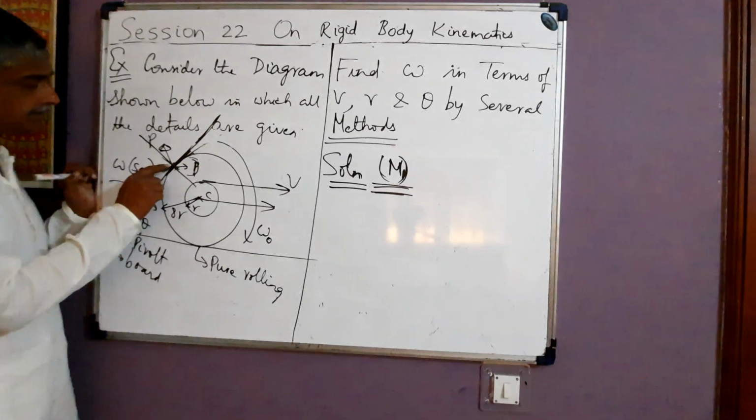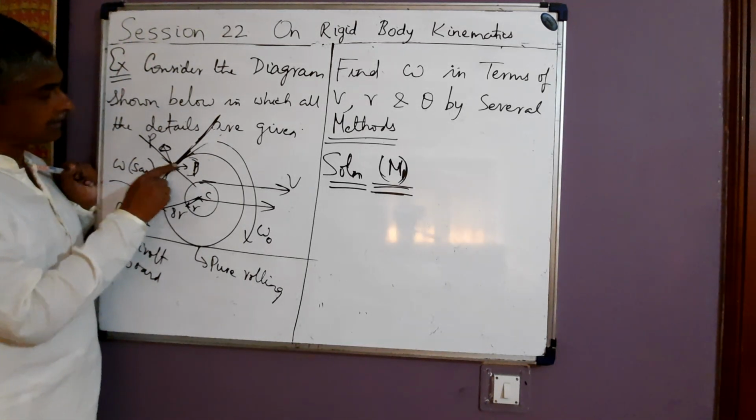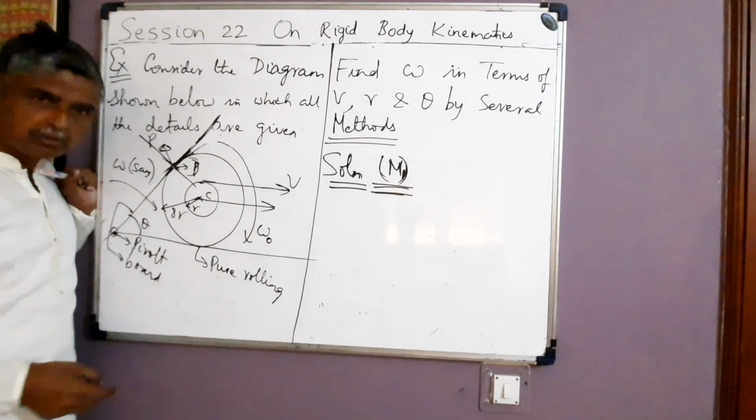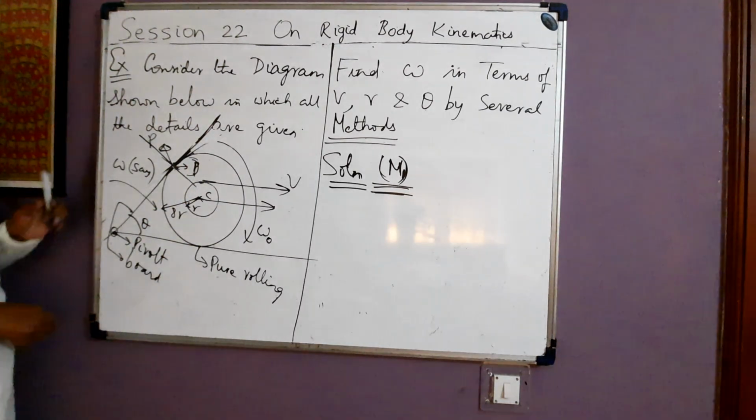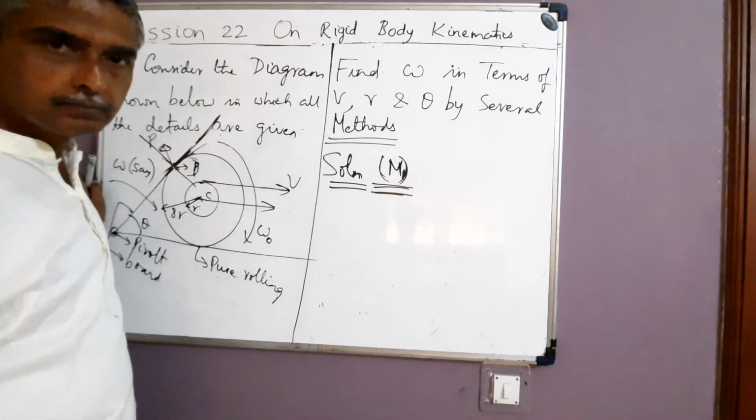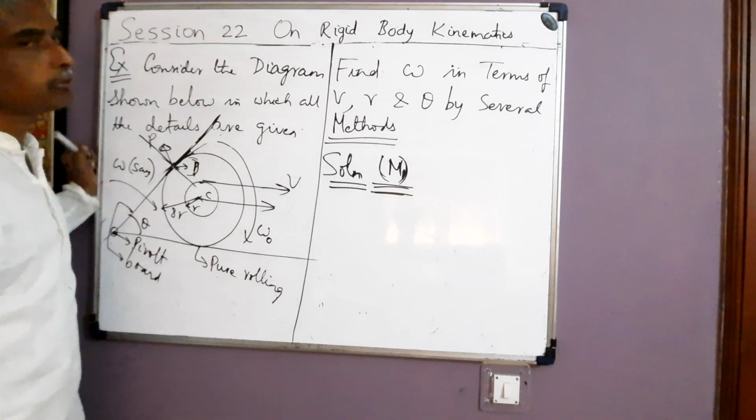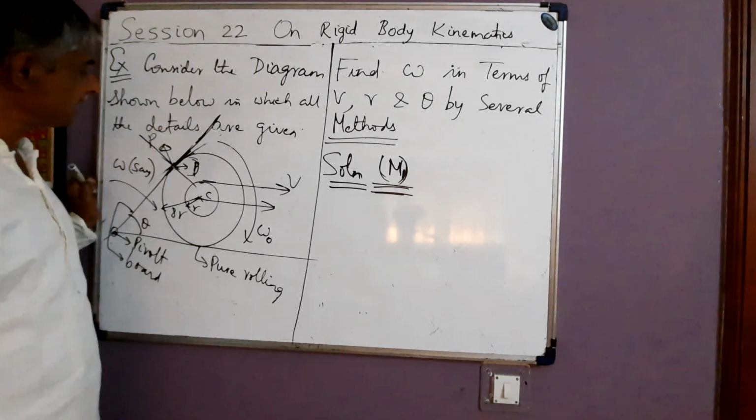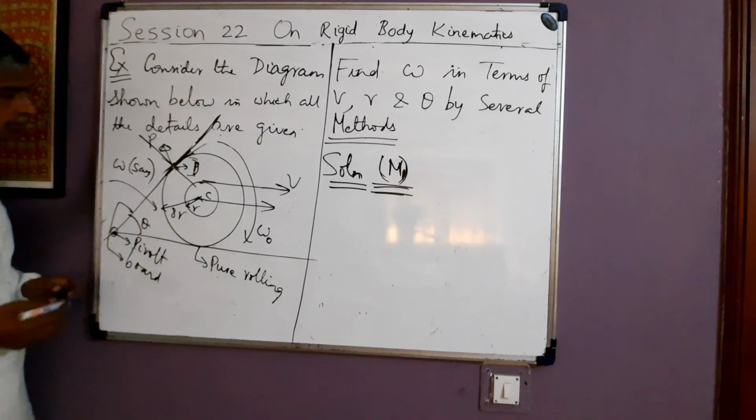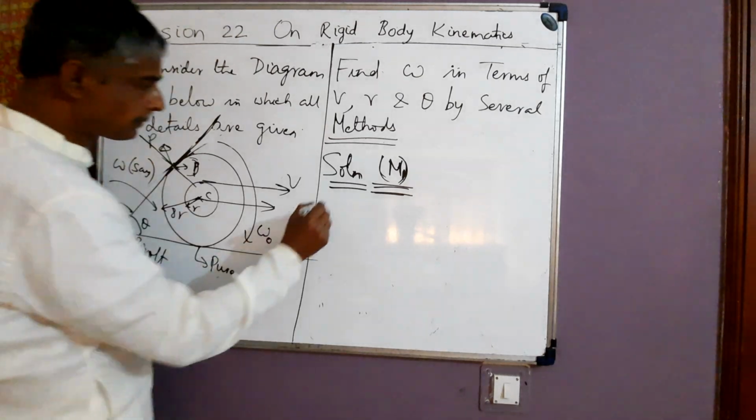So for maintaining contact at this point, the velocities of material point P of the plank and material point D of the drum along the common normal should be equal. So we must find the velocities of P and D along the common normal and equate them to get the required omega in terms of the given quantities. First, let us find the velocity of P.